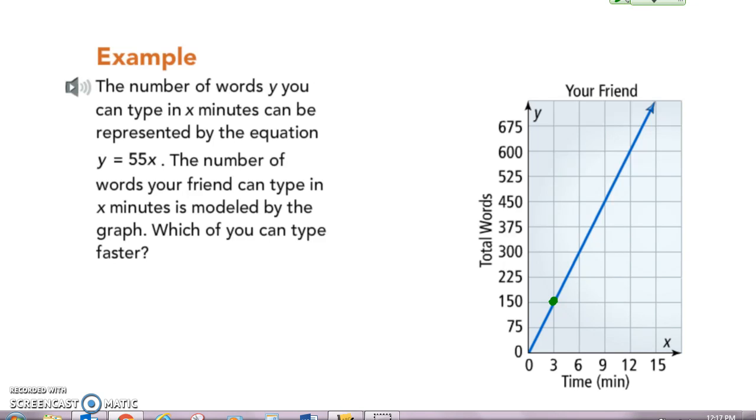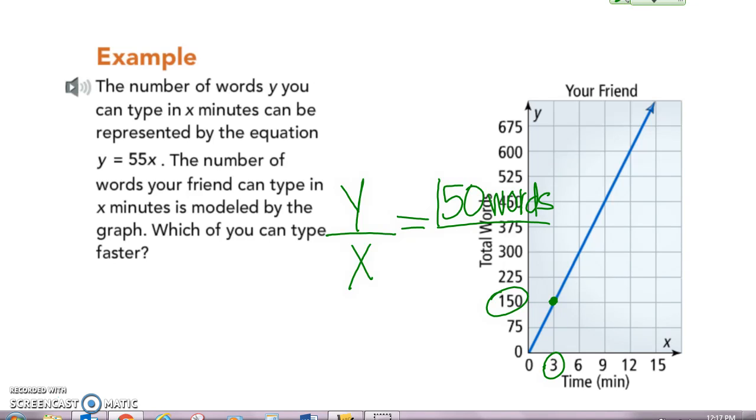I see a point right here, and the y value is 150. The x value is 3. Remember, we always do y divided by x. We learned that back in our unit on proportional relationships. So my y value is 150, and that is the number of words, and x is 3 minutes. Now that's one kind of rate, but I want to know the unit rate. How many words per minute would our friend type? So I would divide 150 divided by 3, and that is 50 words per minute.